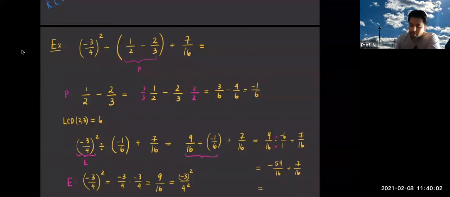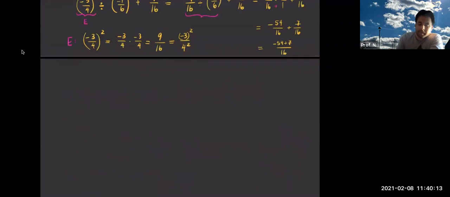What's negative 54 plus 7? I can combine now. This is negative 54 plus 7, all over 16. And that will equal negative 44 over 16. Oh, 47, pardon me, right? Pardon me. You're right, Valentine. It's 47.